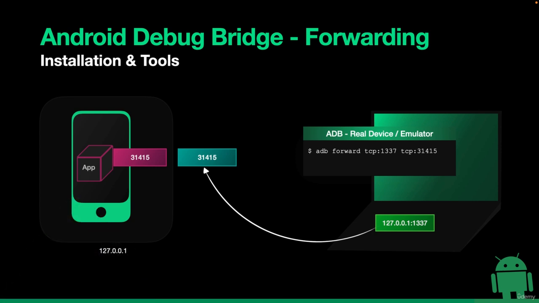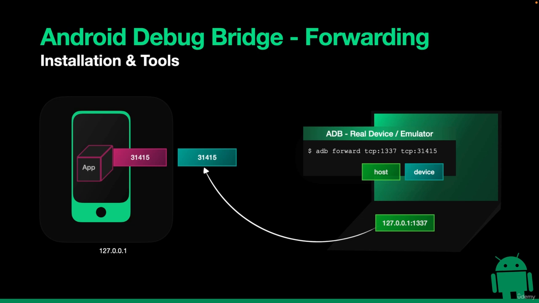The first port is therefore the port on the host system. So we've got the protocol TCP and then 1337. So this will be opened on the local interface. And the second port is the port on the device where we want to forward this traffic to. So in this case, 31415. Yes, this time I counted correctly.